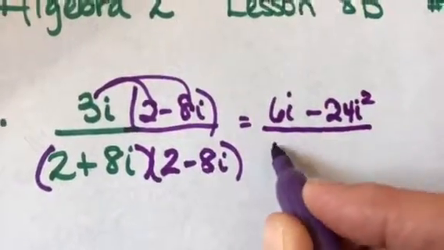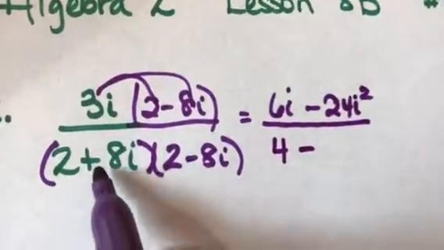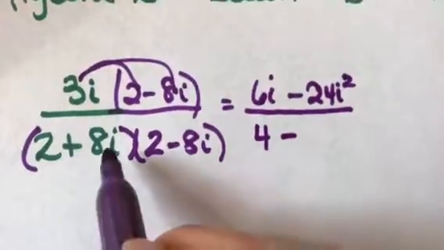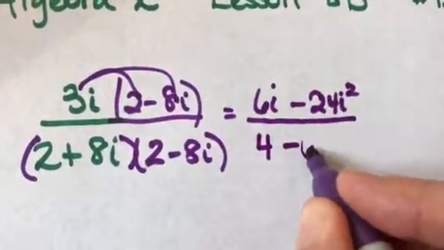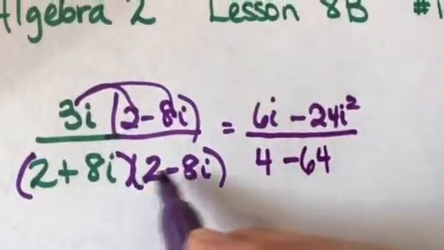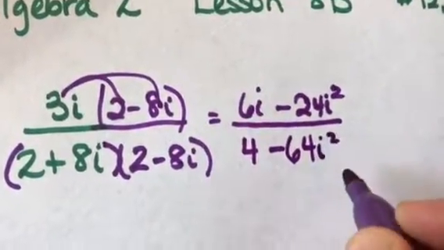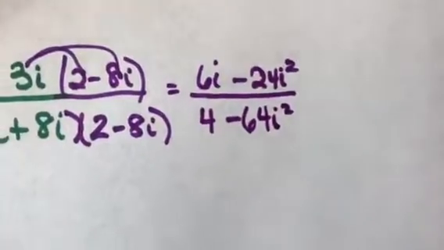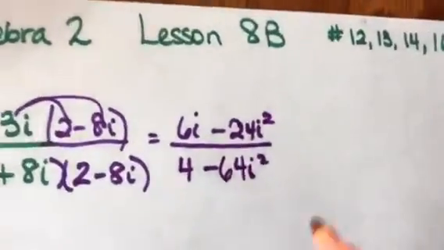2 times 2 is going to give me 4. And a positive times a negative is a negative. 8 times 8 is 64. And i times i is i squared. Now, it's key to remember that i squared is negative 1. That is the main thing.